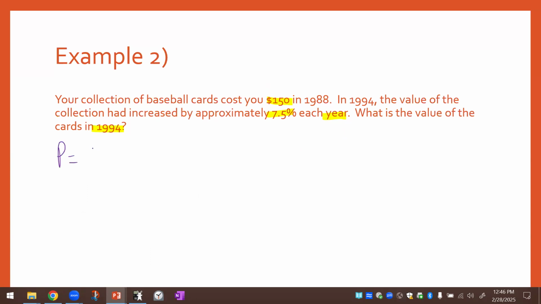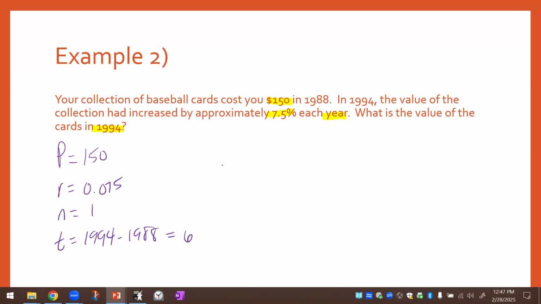So what is our P? 150. What's our R? 7.5, which is 0.075 in decimal form. What's our N in this case? 1, because it just says each year. Then finding our T, you have to do a little bit of subtraction: 1994 minus 1988 equals 6. You have to use parentheses. I just modeled it for you.